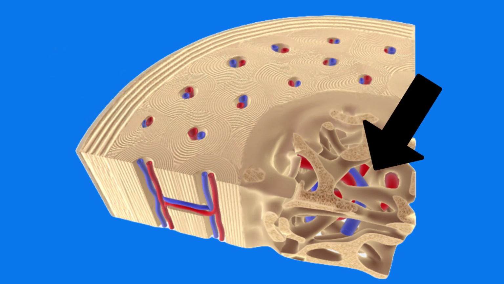Spongy bone is a type of bone tissue that is lightweight and porous, with a honeycomb-like structure. Spongy bone is found in the ends of long bones. It's made up of small, needle-like pieces of bone called trabeculae.